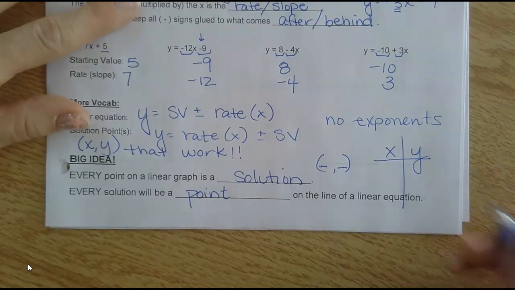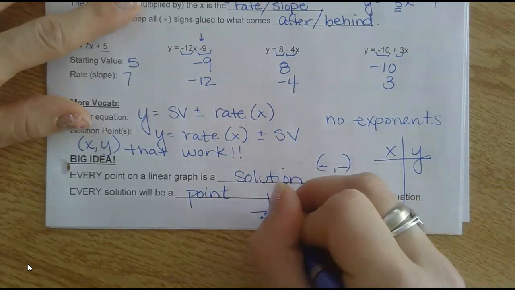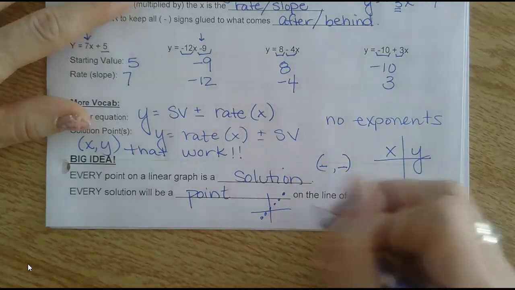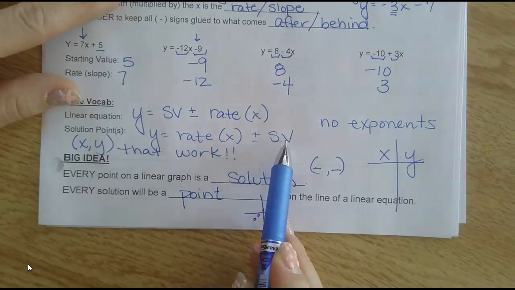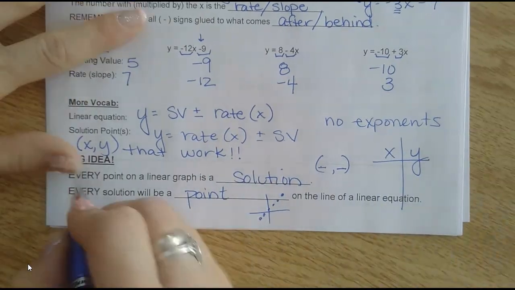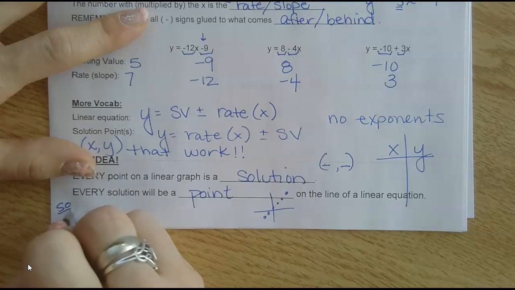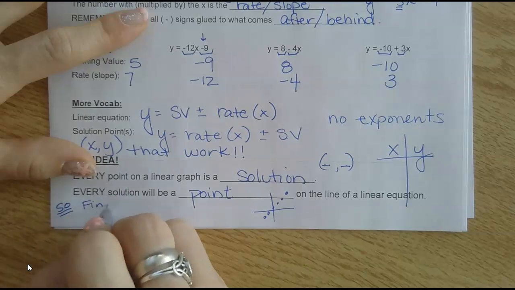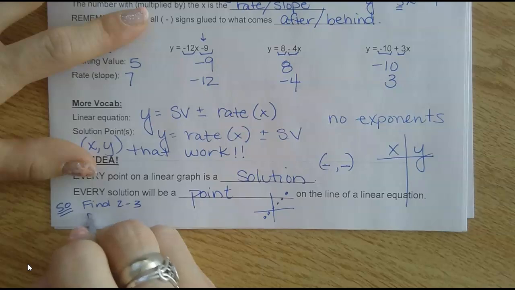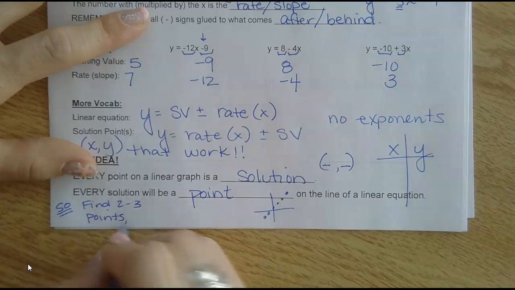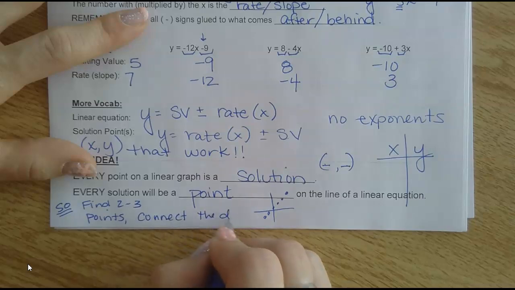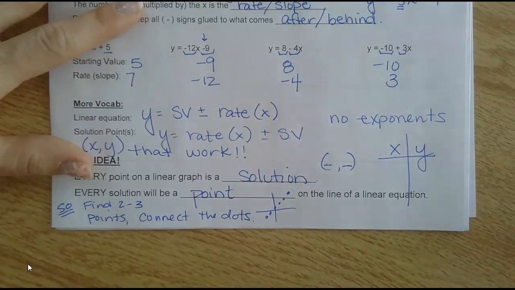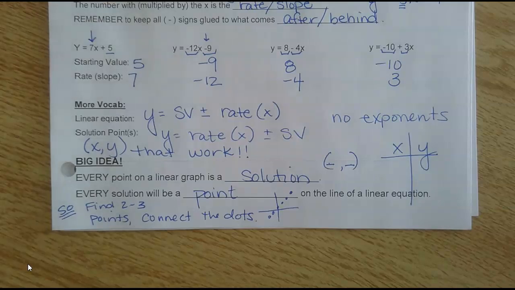Or if you have a point on the graph, right? So if it's one of these points along the graph, then it's going to be a solution that works when I plug it back into this equation. So we're going to use that. If we find 2 or 3 points, we can just connect the dots. And that's what we're going to be doing in this section to plot the graphs.